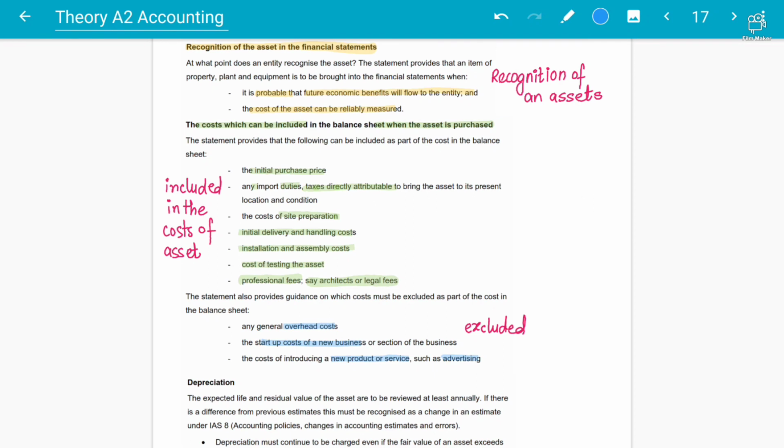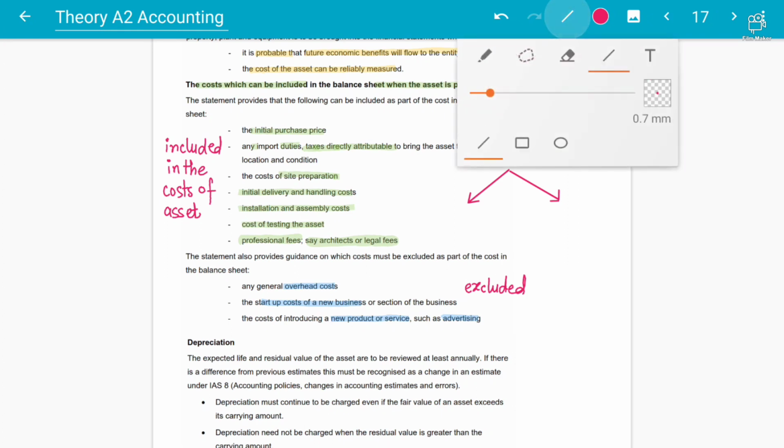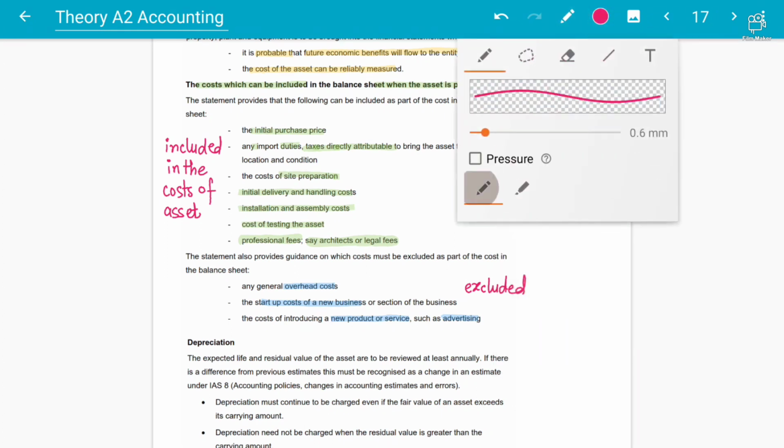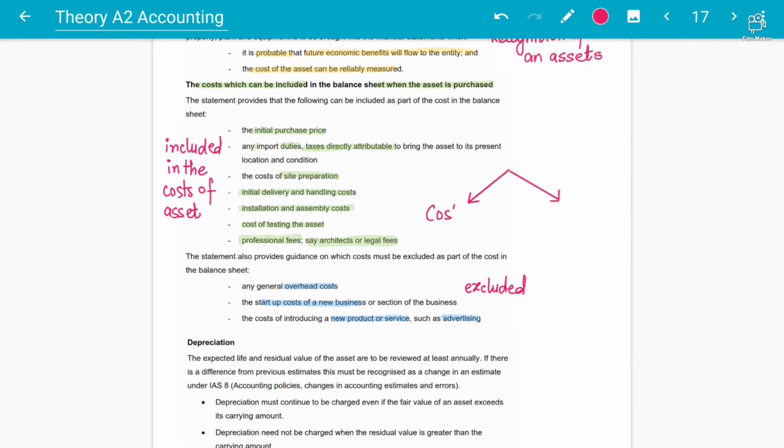So there is the cost model and the revaluation model. Although not much relevant, still the information is there in this IAS to be covered. We already know that cost minus accumulated depreciation will give us the net book value. So there is the cost model, where you can measure some assets at cost, and then there is, students, the revaluation model, that is basically the carrying amount that you do.